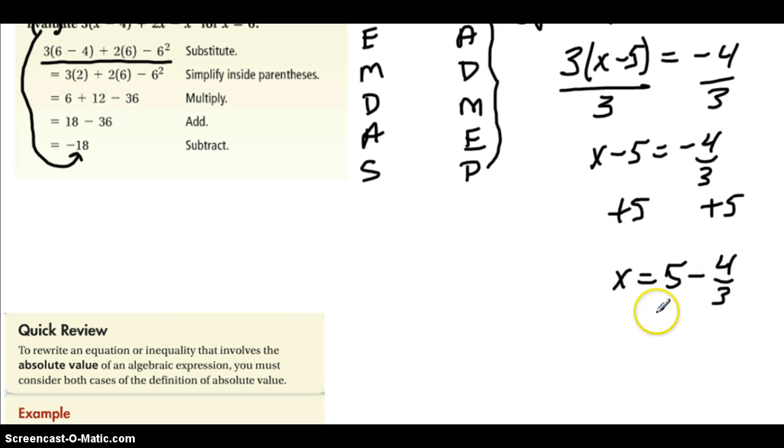Now, to simplify this a little bit further, remember 5 can be written as a number with 3 as its denominator. If you think about it, that's going to be 15 thirds minus 4 thirds. That's going to leave you with x equals 11 thirds. So it's kind of like a combination of using SADMEP and PEMDAS to solve one equation.